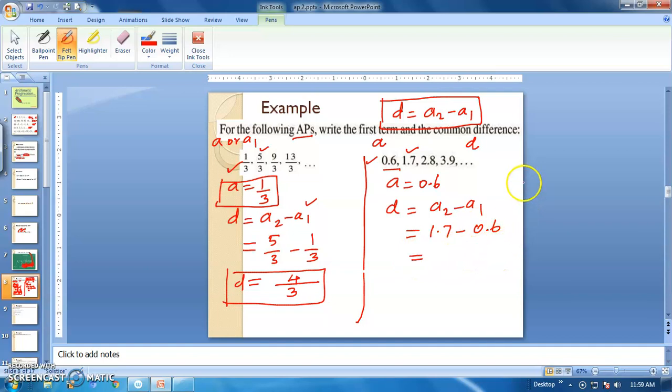Subtract 1.7 and 0.6. When we subtract, 7 minus 6 is 1, and here 1, so 1.1. So D is nothing but 1.1. That is the common difference of this AP. This is the procedure to find out the first term and common difference.